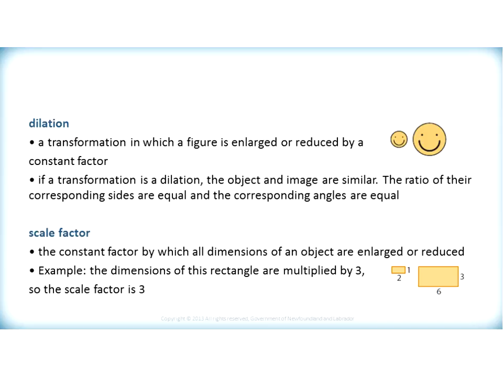So an example would be, you can see the two rectangles on the right. The dimensions of this smaller rectangle, which are 2 by 1 right now, are multiplied by 3 to give us a 6 by 3 rectangle. So the length is multiplied by 3, we go from 2 to 6, and the width is multiplied by 3, we go from 1 to 3. So the scale factor in this dilation is 3.